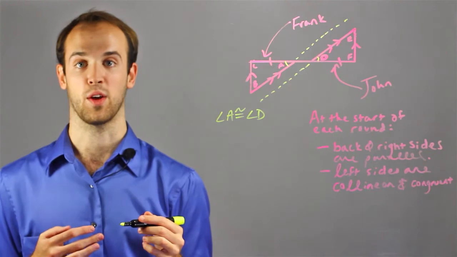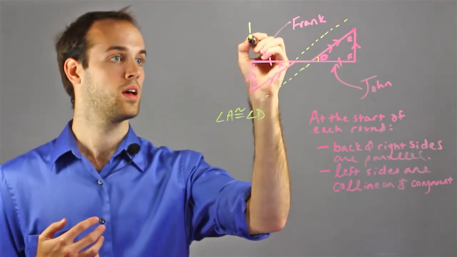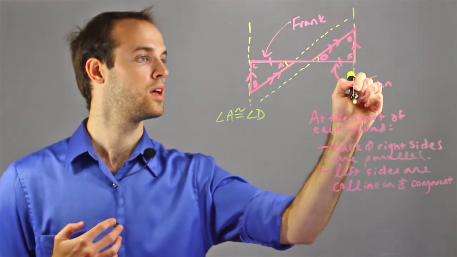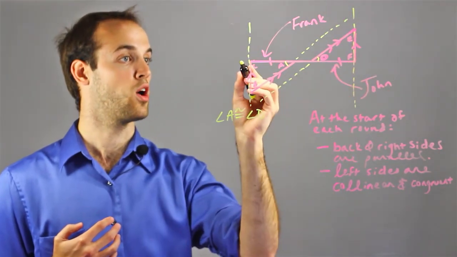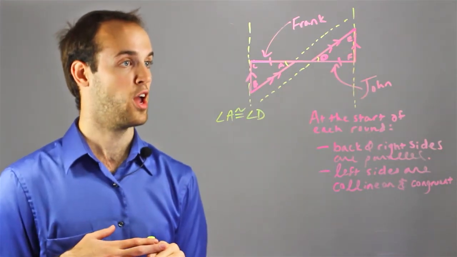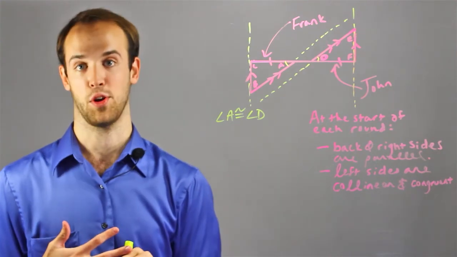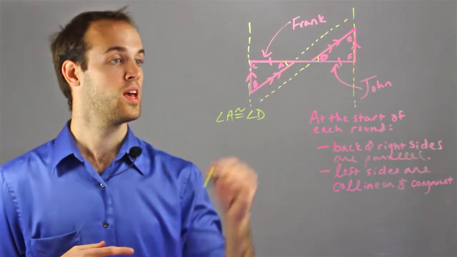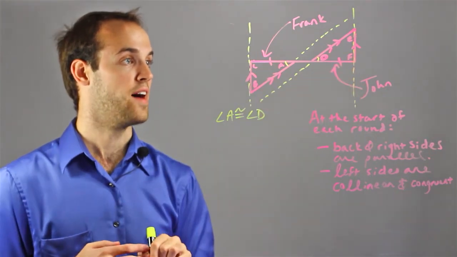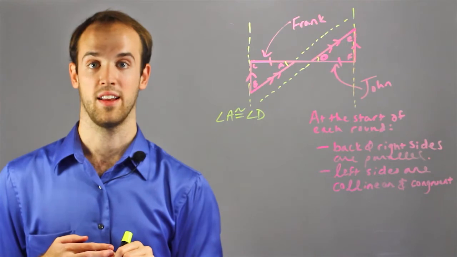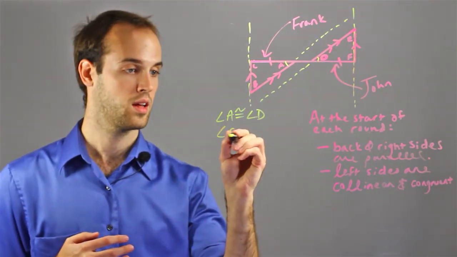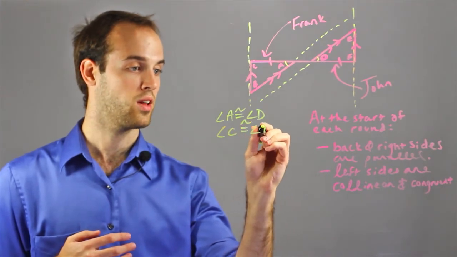Next, I'm going to do the same thing with the back sides of the ship. I'm going to extend the lines. And I know that it's also cut by this same transversal. And for this scenario, I can use that alternate interior angles must be congruent. So the alternate interior angles right here are angle C and angle F. So I know that if these lines are parallel, angle C must equal angle F. So angle C is congruent to angle F.